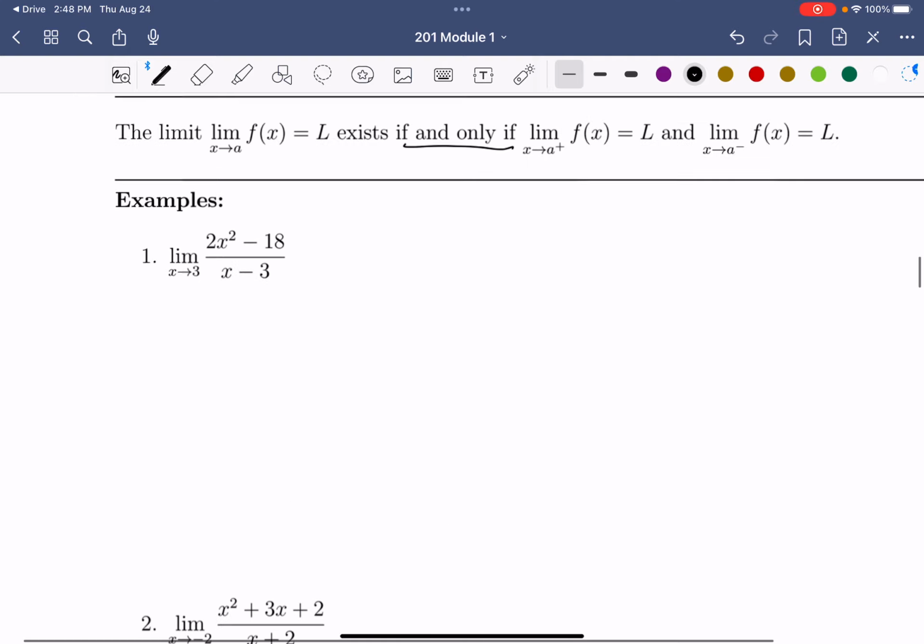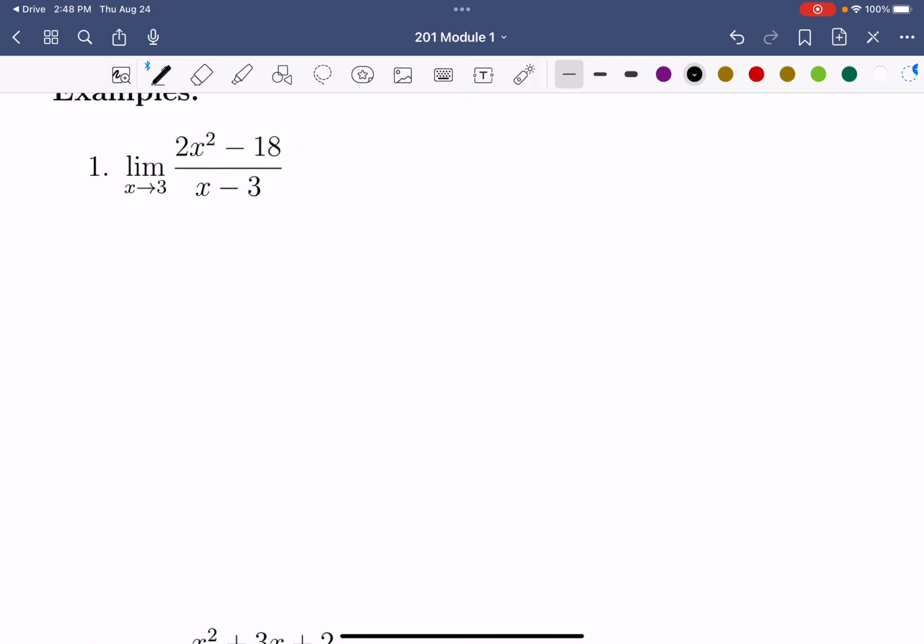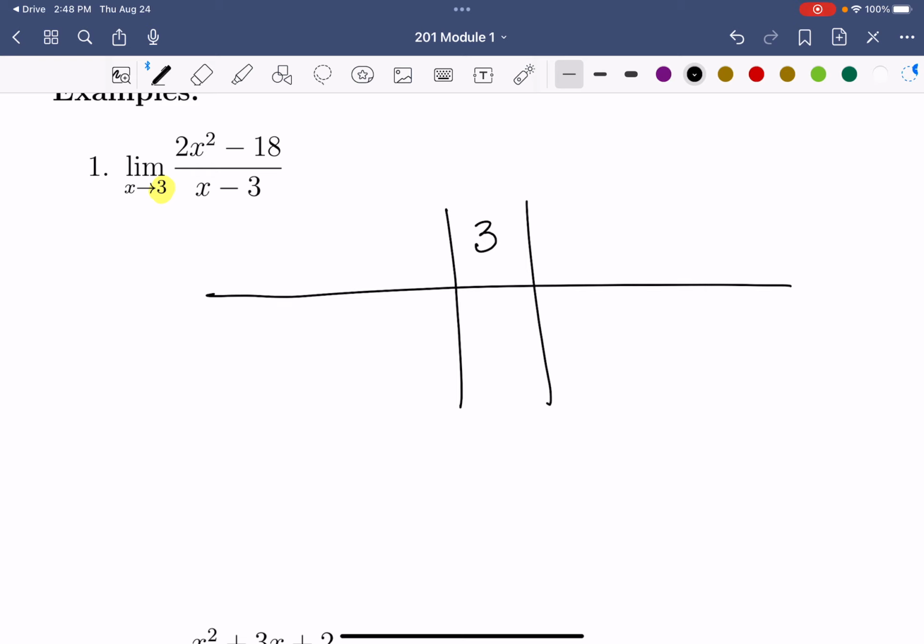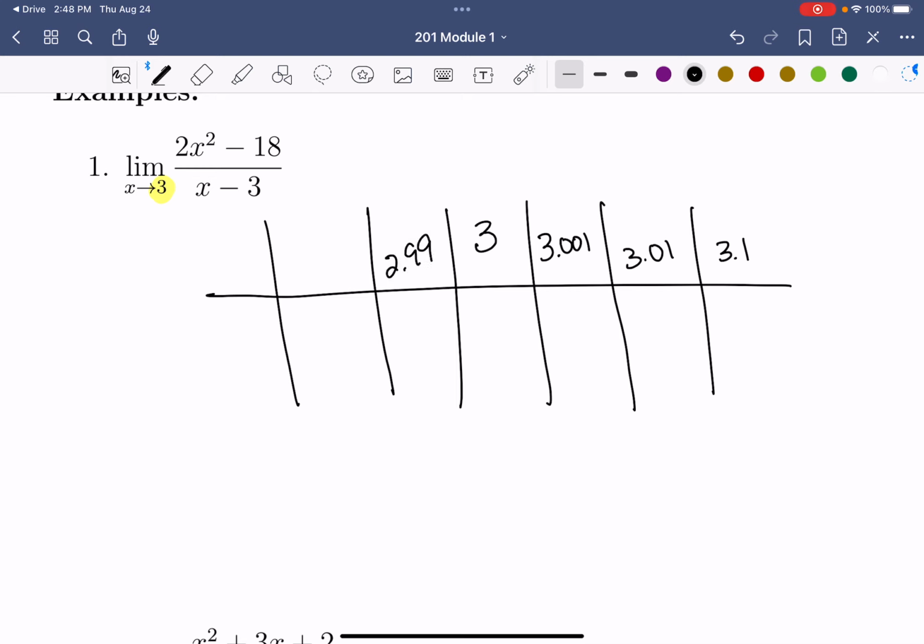All right, here we go. So we're going to use our chart, same way that we did before. We're going to set up our a value, which is this one here. The value that we're approaching, so the 3 goes in the middle. And again, I want you using 3 values. So I want to add a 1,000th, a 100th, and a 10th. And I want to subtract. So if I subtract, it's going to be 2.999, 2.99, and 2.9. So this is my x, and this is my f of x.